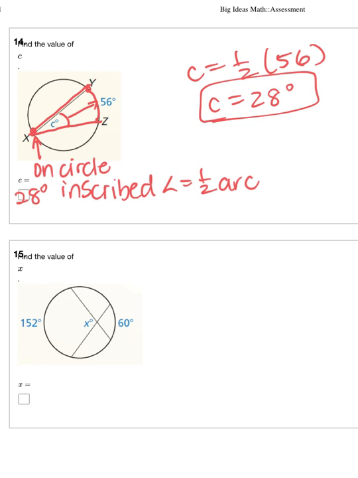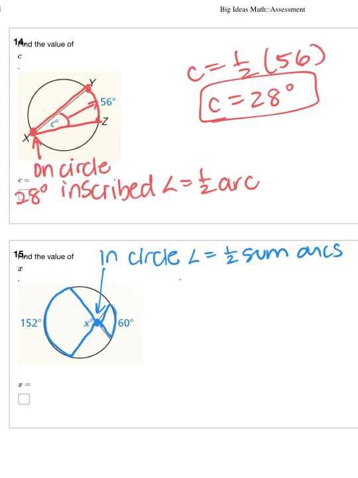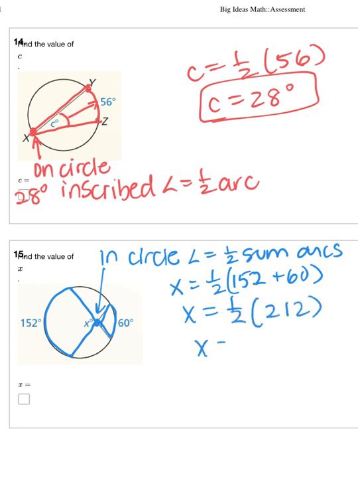Find the value of x. Now where's the vertex? In the circle. The angle is equal to half the sum of the arcs. Now which arcs? The arcs that it intercepts. So like this, 152 and 60. So x is equal to 1/2 of 152 plus 60, which is 212. Half of that is 106.